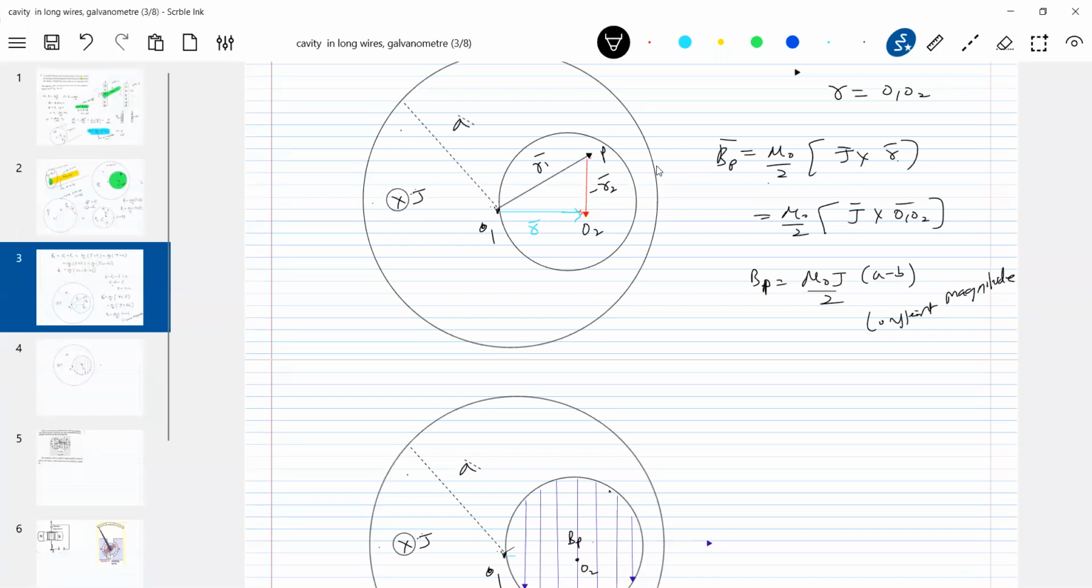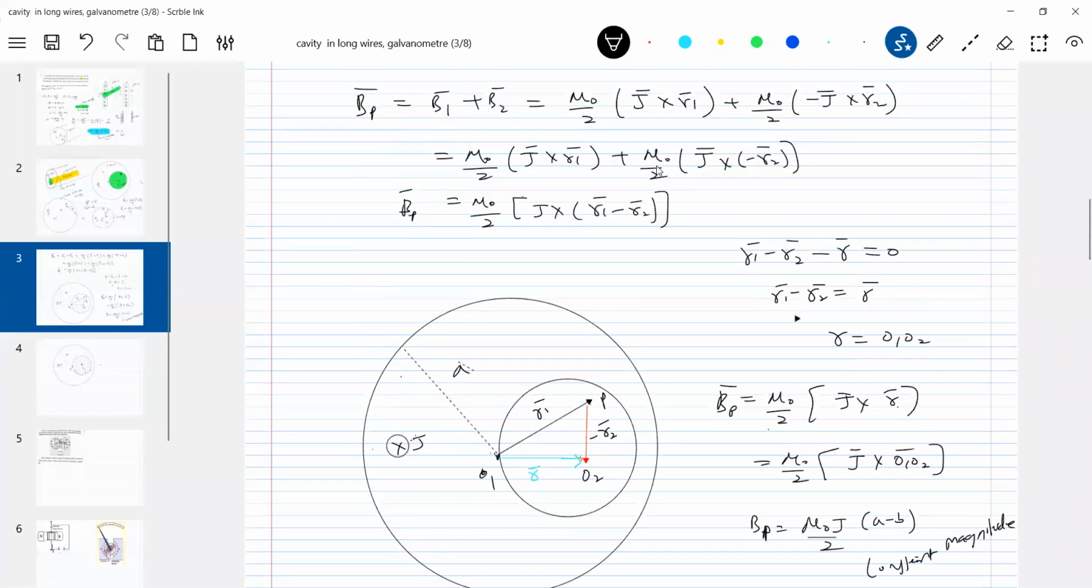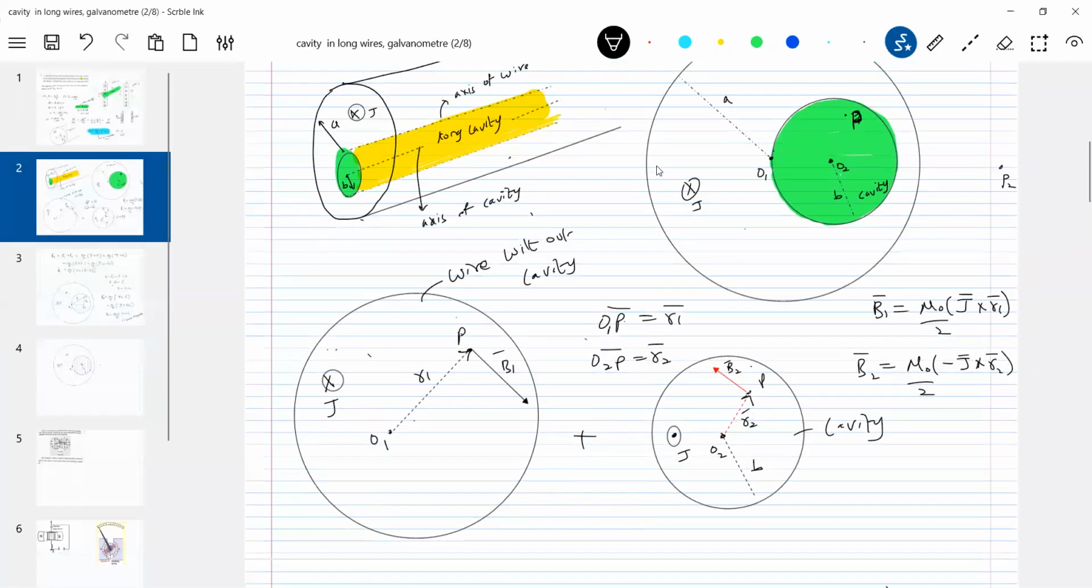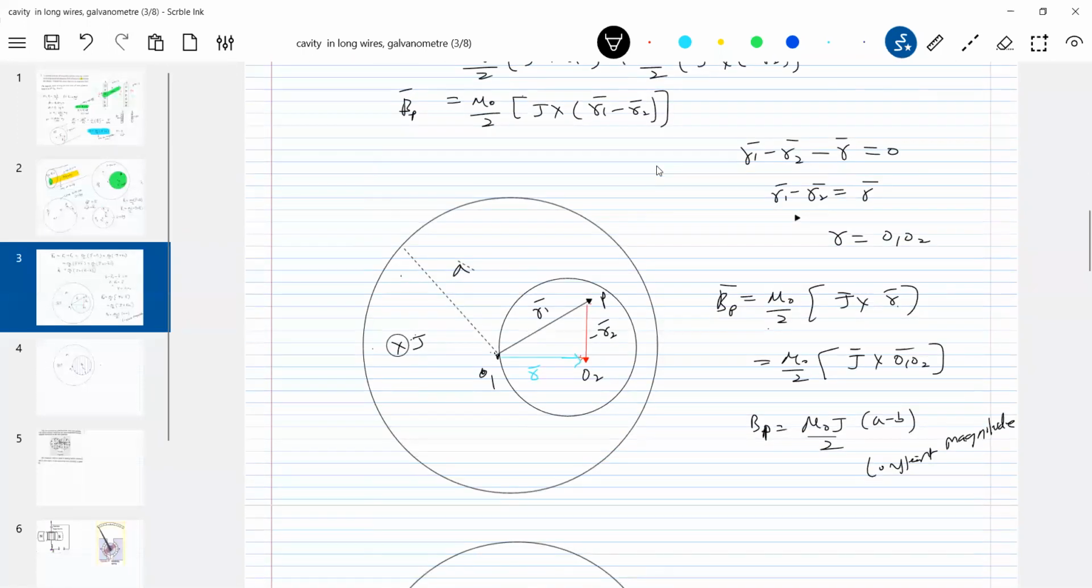The cavity is passing through the center of the circle, so the distance between the two centers will be the radius of the smaller one. O1 O2 is B, no? This is only B that will come. If you display the cavity, then the distance between the centers will be B. This is the direction. So take help of this vector formula, very useful for you.